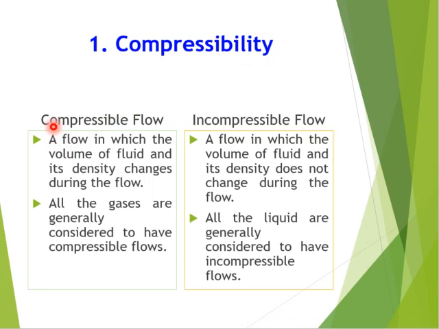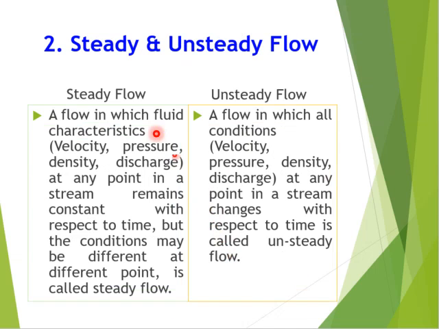So the first type is according to compressibility, like flow is either compressible or it is incompressible. What is the meaning of compressible flow? A flow in which the volume of fluid and its density change during the flow is compressible flow, and if the volume and especially the density remain constant during the flow, then it is incompressible flow. So gases are an example of compressible flow, while liquids are generally considered to have incompressible flows as their density does not change during the flow.